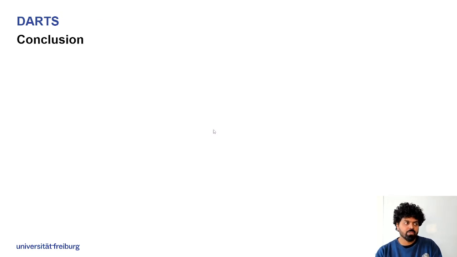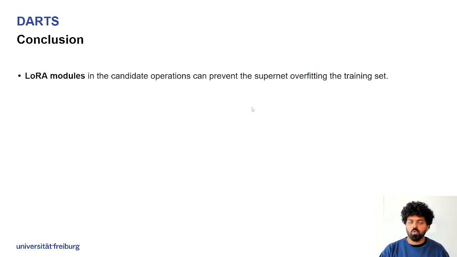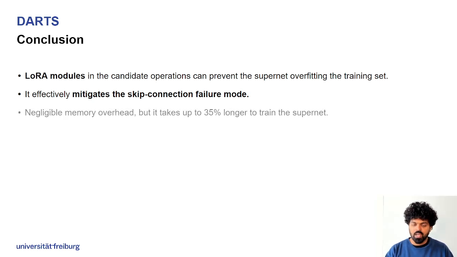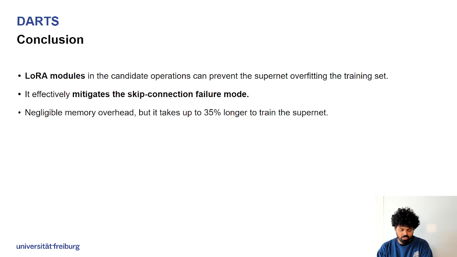And with that, we come to the conclusion. We show that LoRA modules in the candidate operations can prevent overfitting. This effectively mitigates the skip connection failure mode. As for computational requirements, the memory overhead associated with the method is negligible, but LoRA-DARTS can take up to 35% longer to complete compared to DARTS.